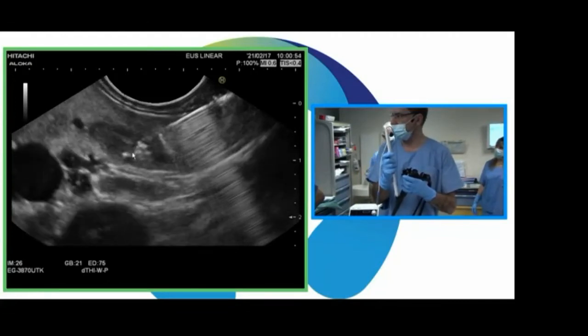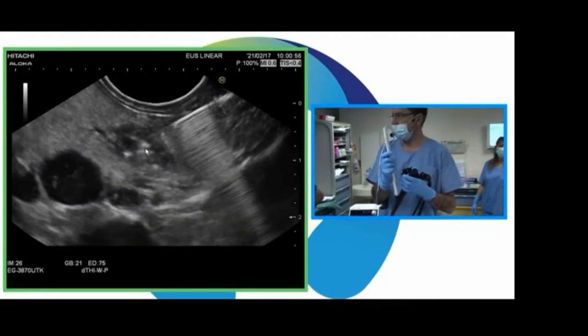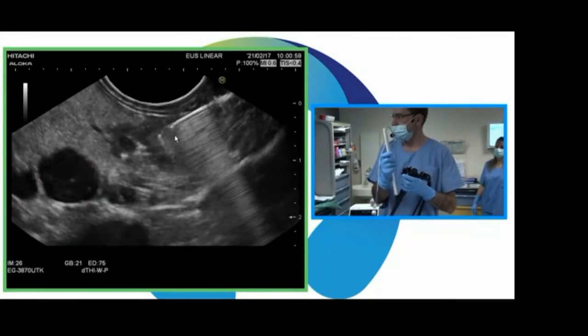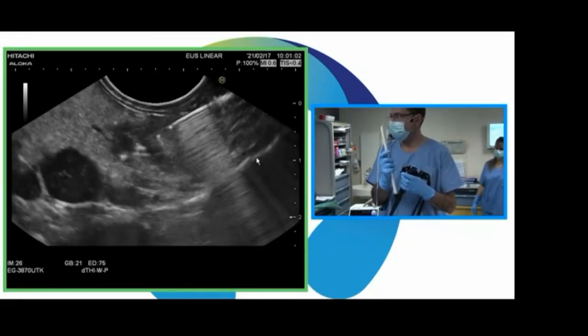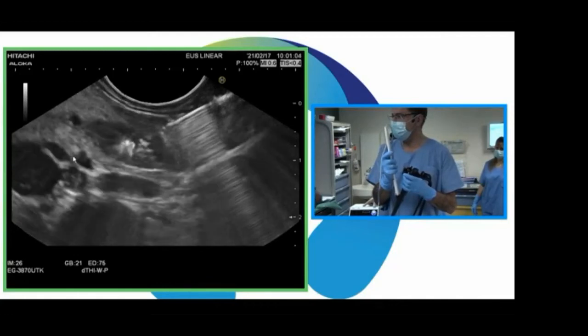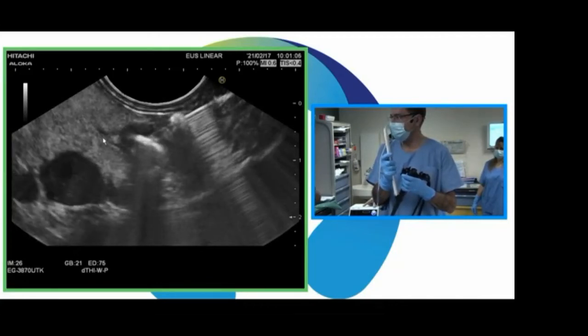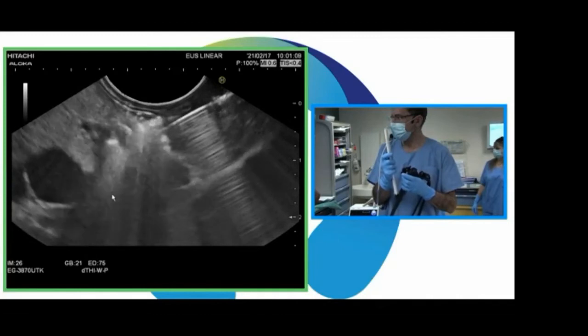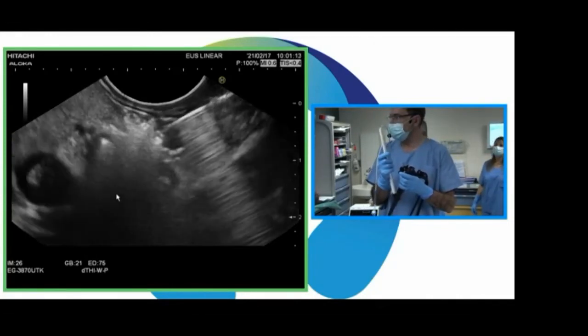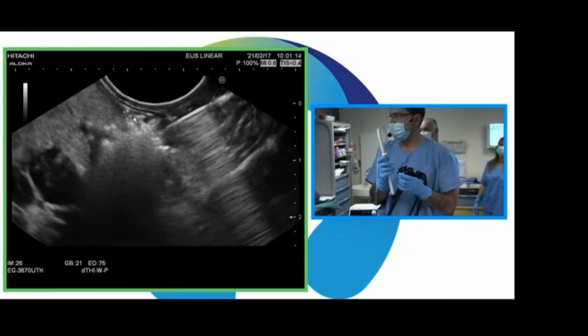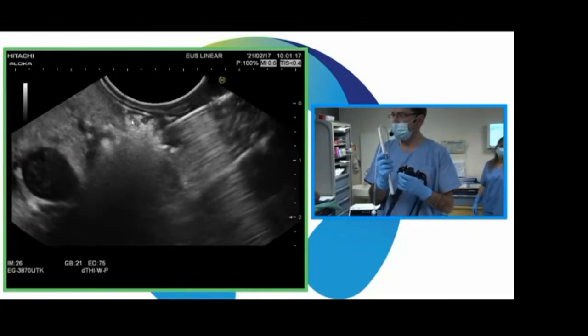So we are going to start the radiofrequency application. So you can start now. Okay, you see the Wirsung duct is not so far, so we have to take care. The white bubbles. Okay, okay, stop. Now we have to stop because you see the white bubbles flowing out of the lesion.